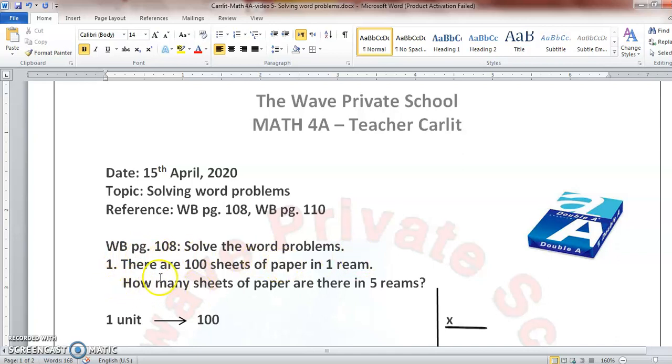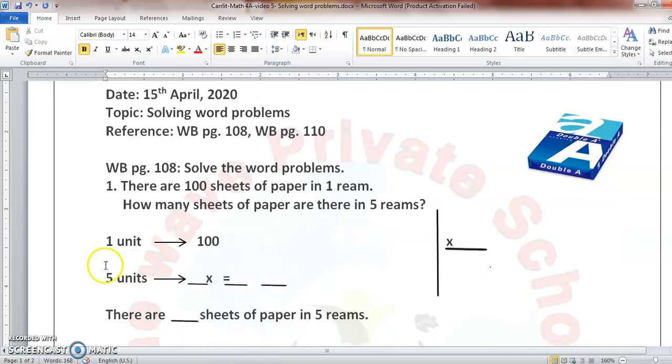Question 1. There are 100 sheets of paper in one ring. How many sheets of paper are there in 5 rings? Imagine this is one ring and it has 100 sheets inside. Okay, so if we rewrite here, 1 unit or 1 ring has 100 sheets of paper. So 5 rings or 5 units is how we're going to write here.